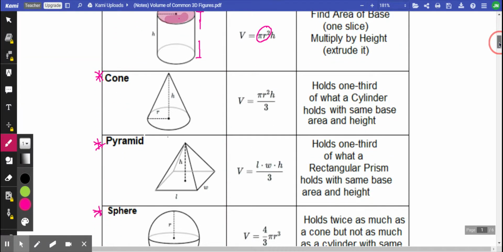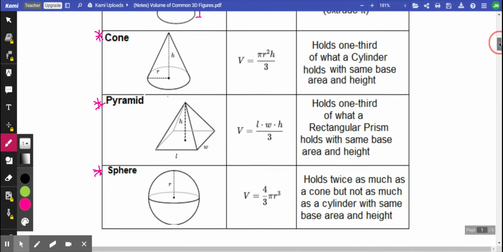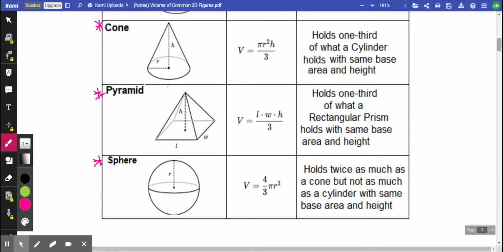Okay, this is where it starts to get a little bit different. So the cone basically holds a third of what a cylinder holds. So if you already know the formula for a cylinder, basically this is just 1/3 of what a cylinder would hold. So if you know the volume of a cylinder is pi r squared times h, you basically just take that and divide it by 3 and that'll give you a cone.